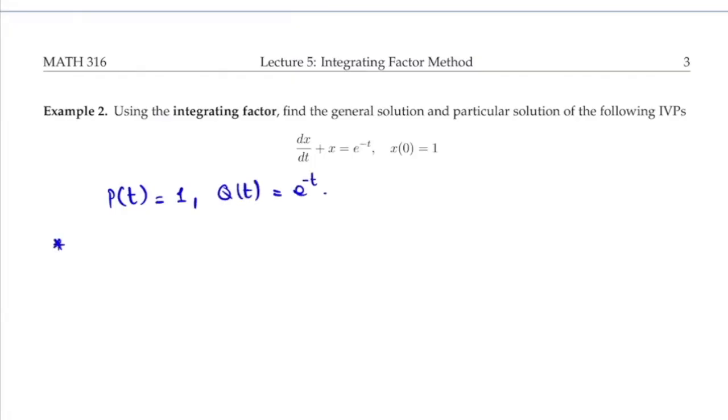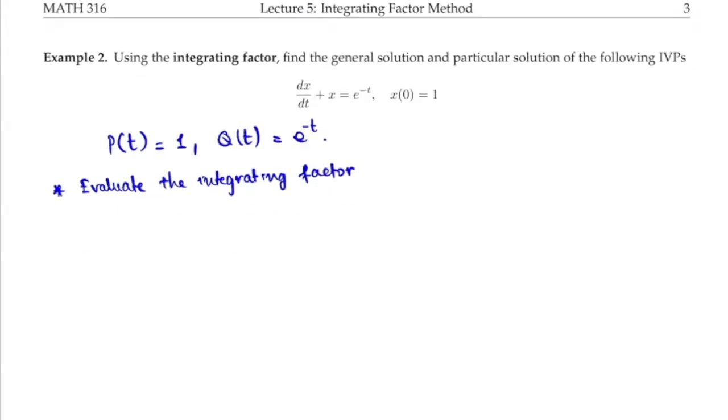First things first, you need to evaluate the integrating factor. So mu of t is equal to e to the power of the integral of p of t dt. Well, p of t is equal to 1, so the integral of 1 dt gives me e to the t. Again, this is the one place where you don't need to care about the plus C for the indefinite integral.